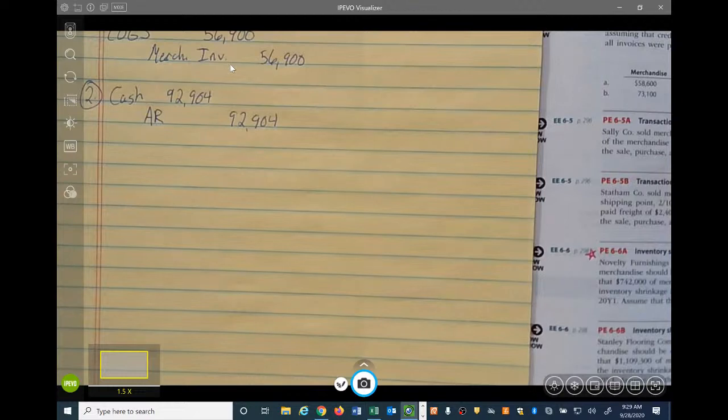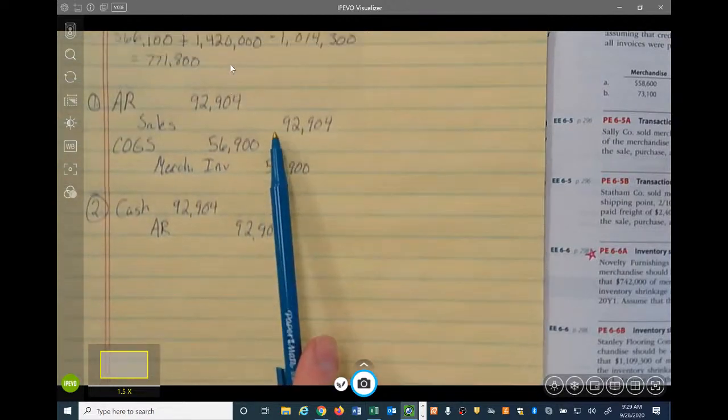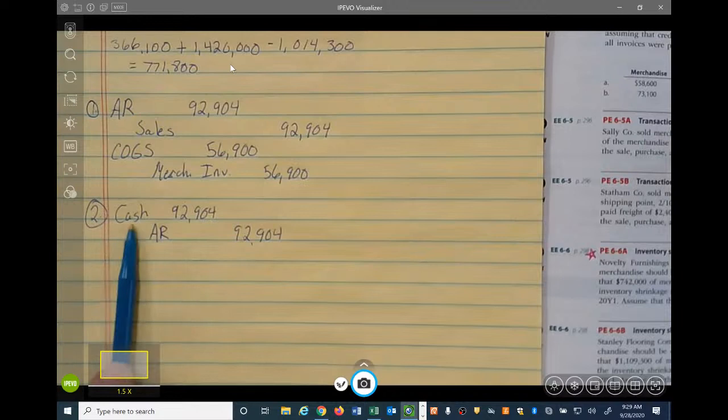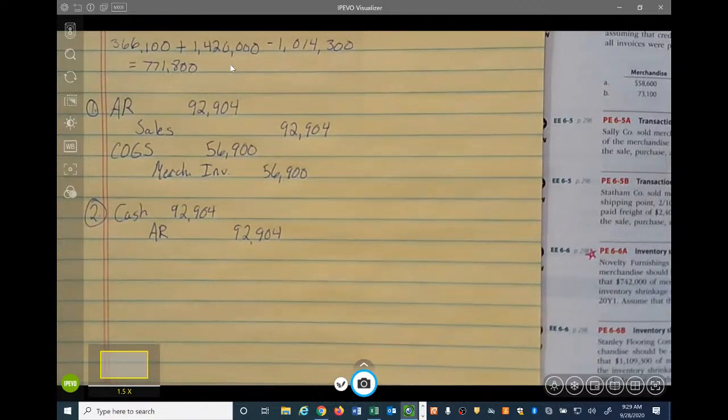It does not affect income at all. We've already accounted for the income up here on the sale. Now we're just merely moving the composition of assets, okay? Meaning cash is increasing, accounts receivable is decreasing. Overall position of the company has not changed from that entry. We're merely just, the composition of assets has changed. Does that make sense to everybody?